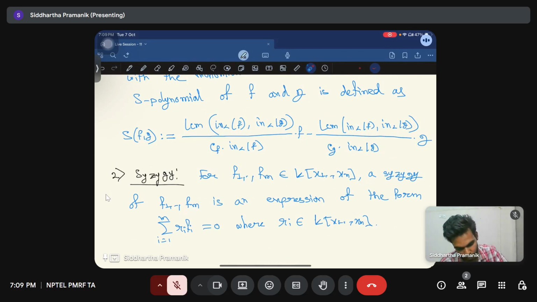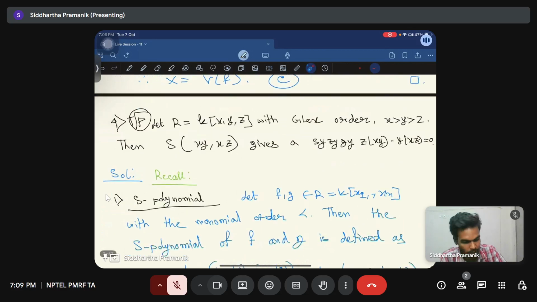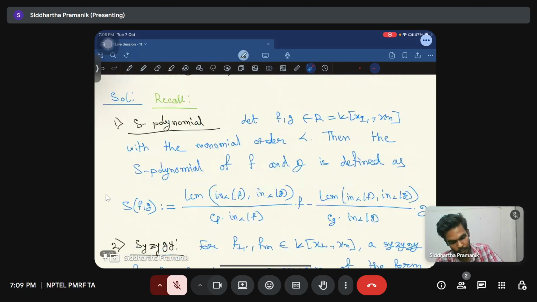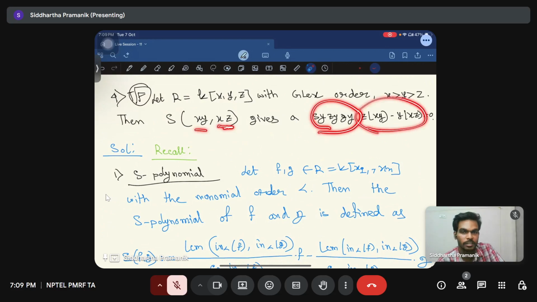So these are the two definitions we need to solve this problem. We also need the Gmax order, but we don't need that much, but it's okay. So first of all, let's compute this S polynomial. Then we will compute the CGGs of these two elements. Then we will see whether we are getting this same relation or not. So that is the task.